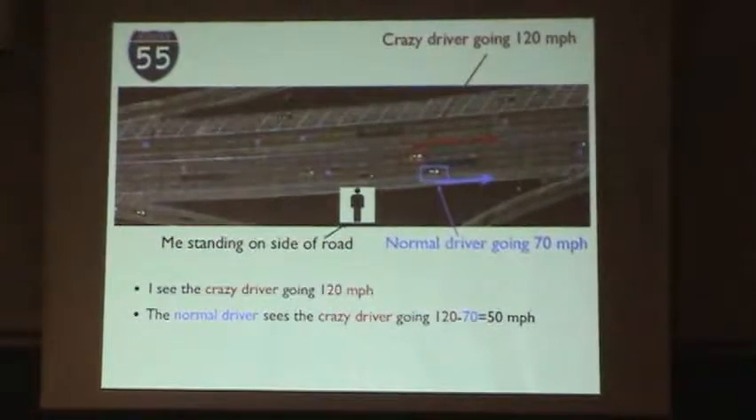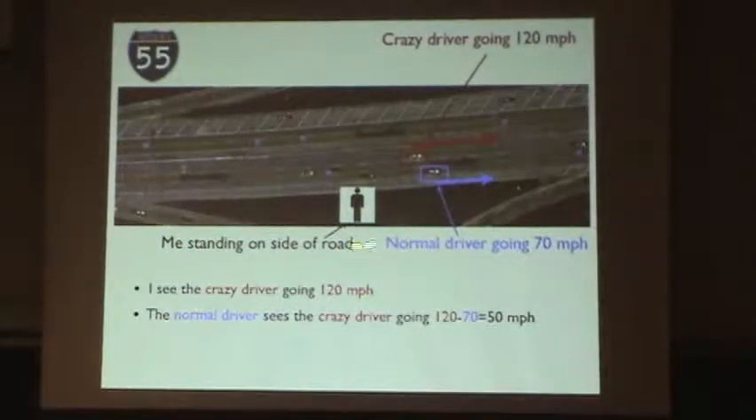So why does that turn classical physics on its head? Well, the example I want to use to show why it's so crazy, which many of you already know, is to think about driving along I-55. So think about me standing on the side of the road, on Google Maps. Obviously this is produced by Google, thank you very much.